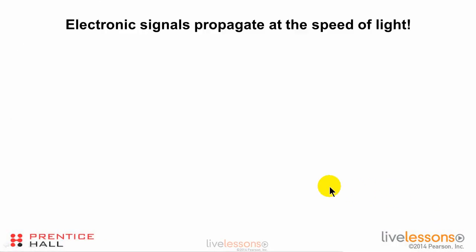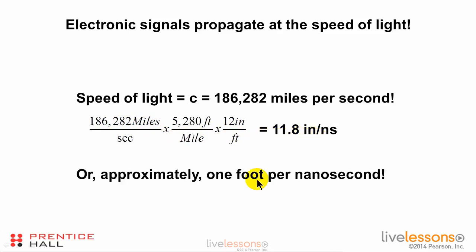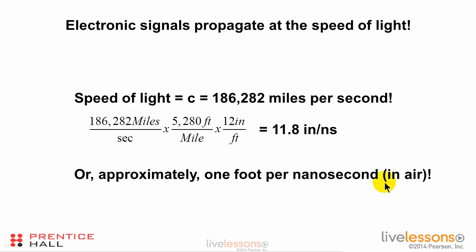In this lesson, we're going to talk about signal propagation speed. Electronic signals propagate at the speed of light, and the speed of light is 186,000 miles a second in the air. We can go through the conversion of 186,282 miles per second, and so on. That works out to 11.8 inches per nanosecond, or approximately 1 foot per nanosecond. And as I said, that applies in the air.